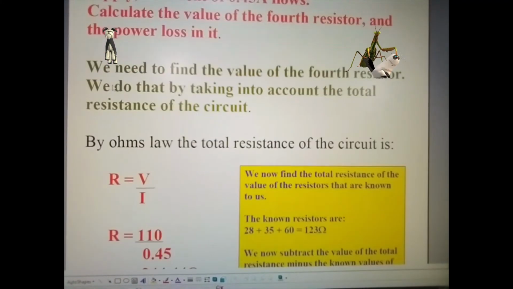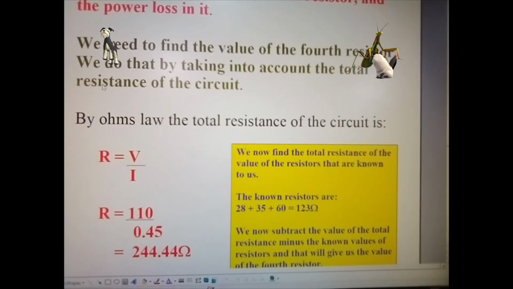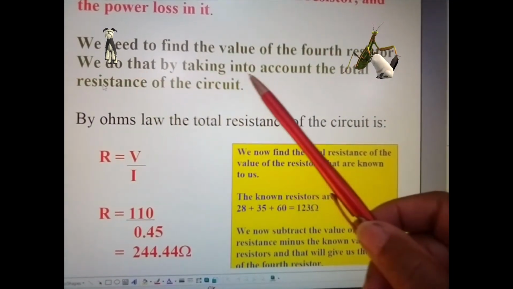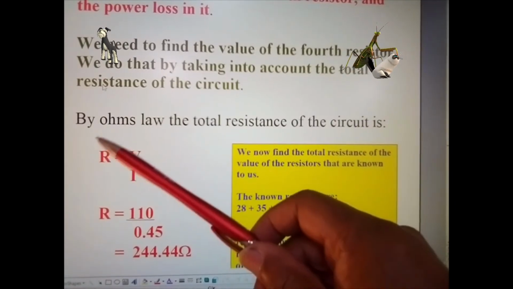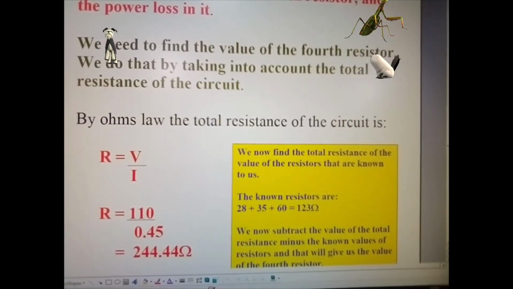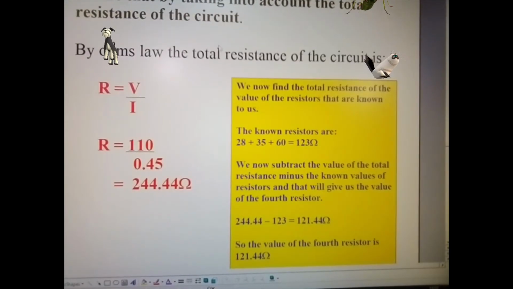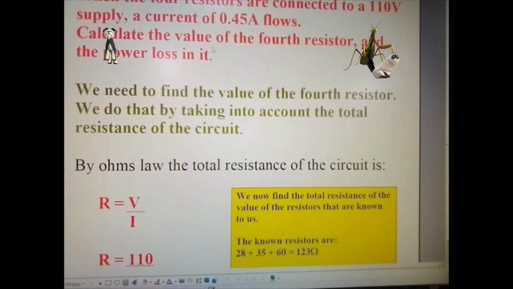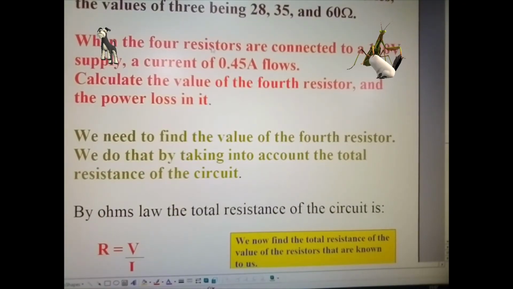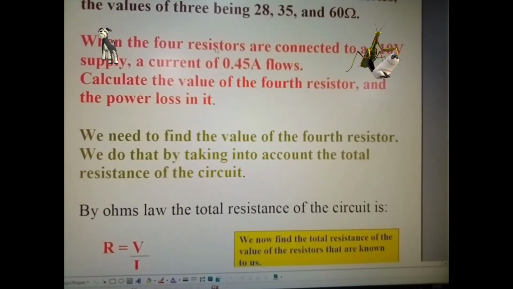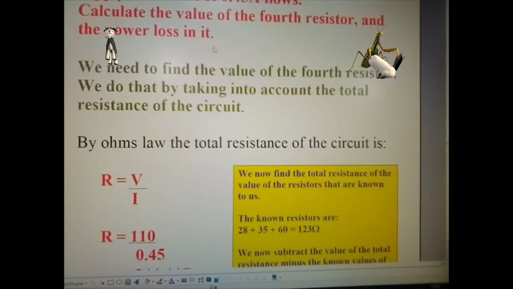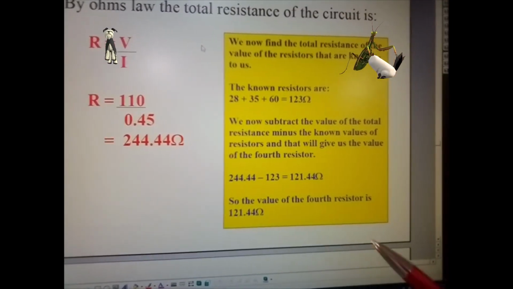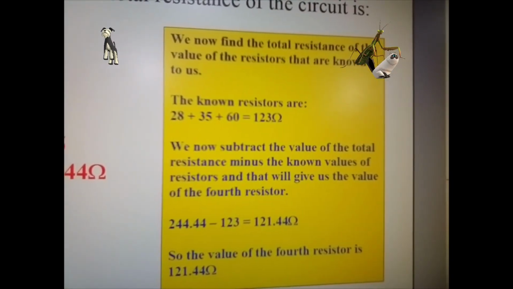Now, we need to find the value of the fourth resistor. We do that by taking into account the total resistance of the circuit. By Ohm's law, the total resistance of the circuit is, let's make sure we get this up, okay. Let's go back, make sure you can recap that and the question for yourself, okay. Okay, so I'm just going to bring this up for you a bit, okay.